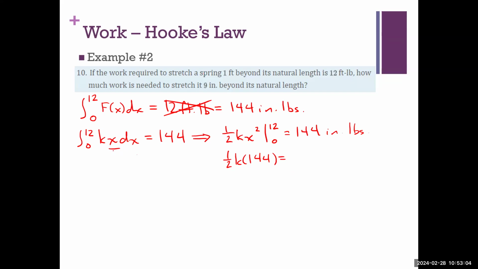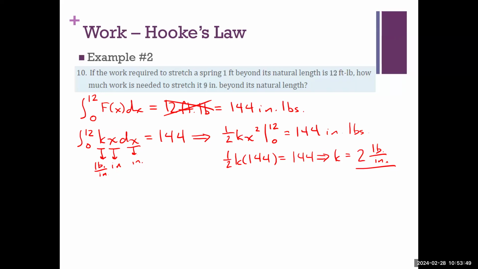So x itself is measured in what? Inches. dx itself is measured in inches. And this right here has to be measured in pounds per inch. Okay, so I believe it now. So that is our spring constant, our stiffness constant.